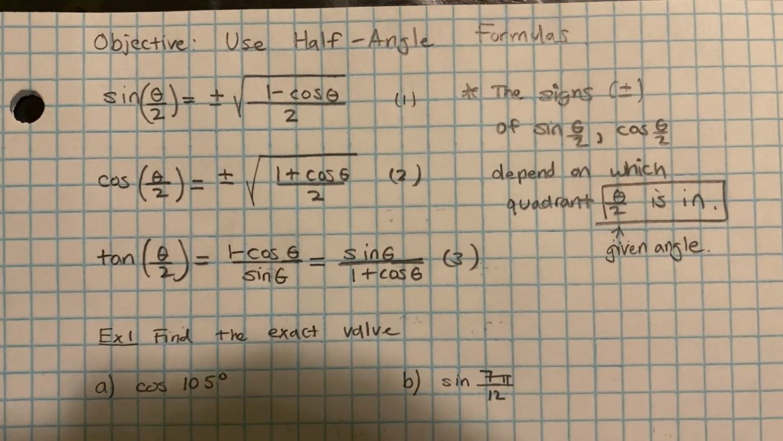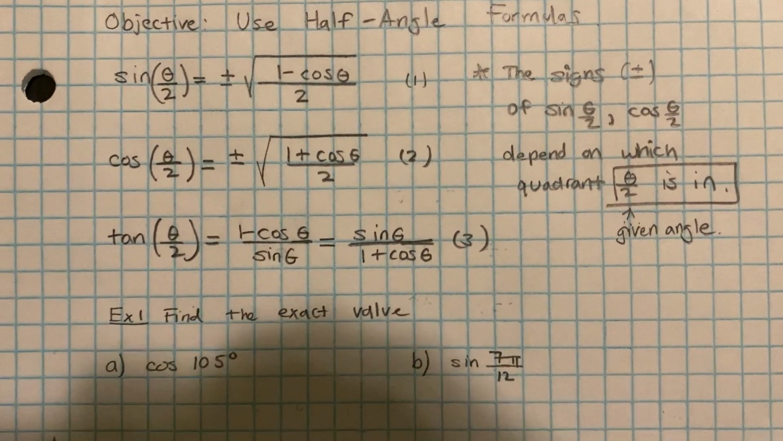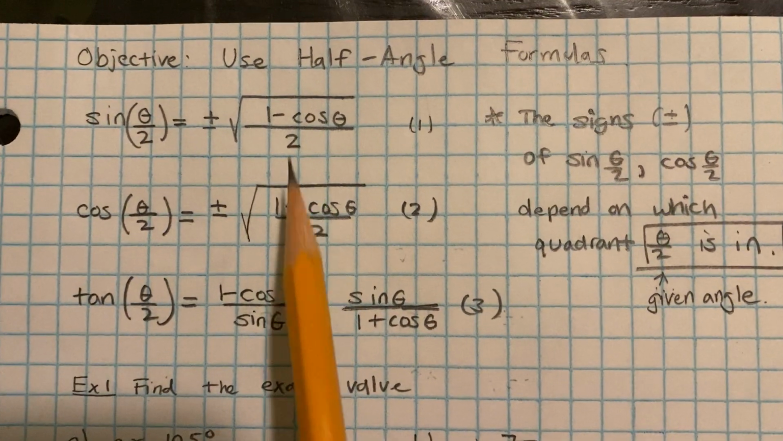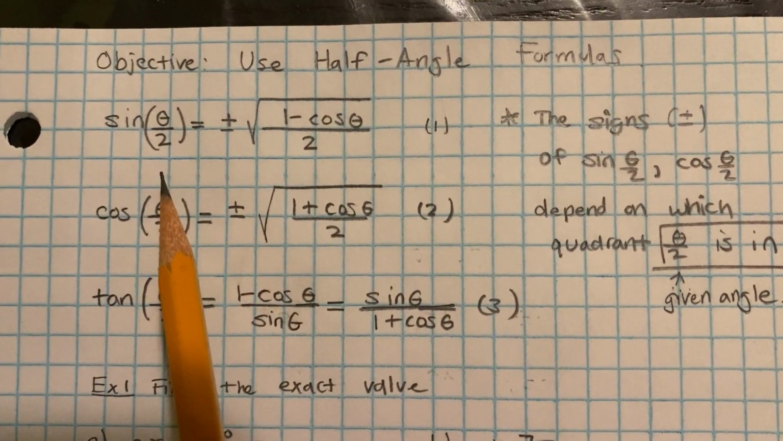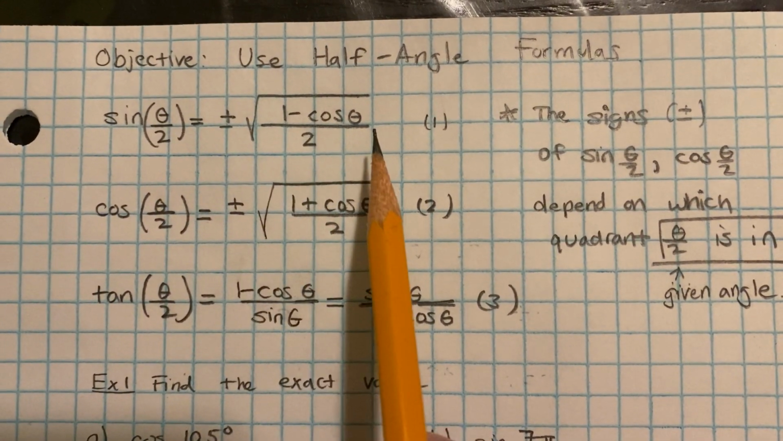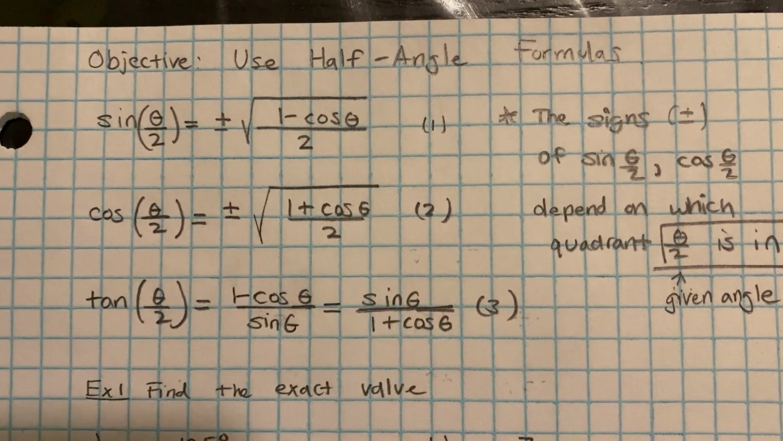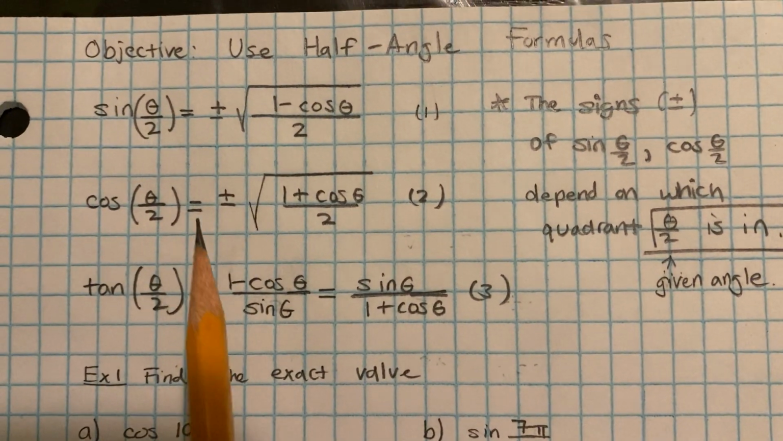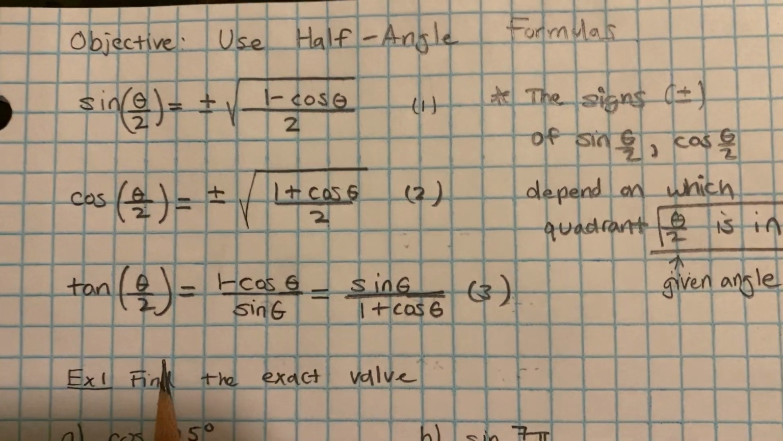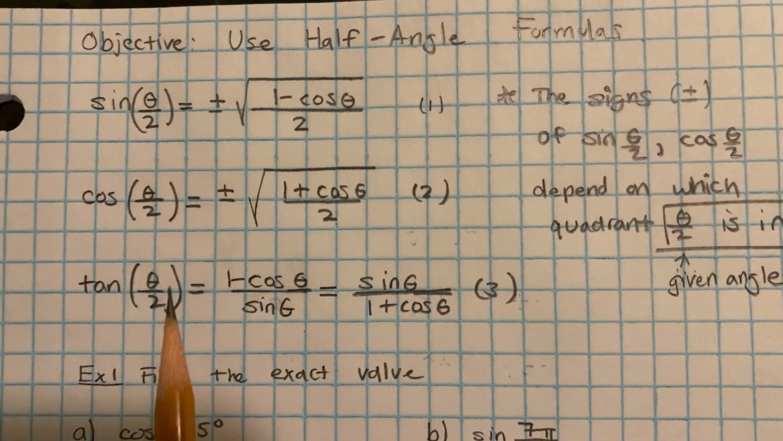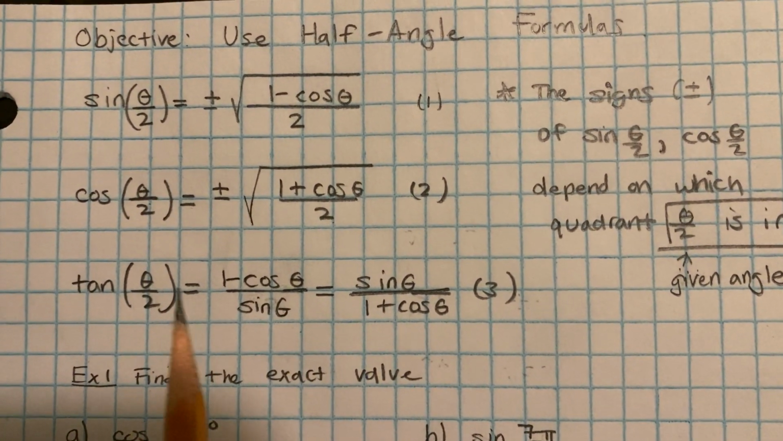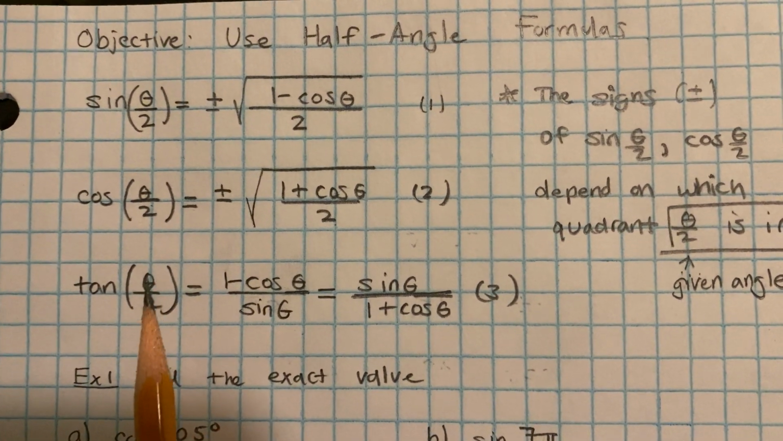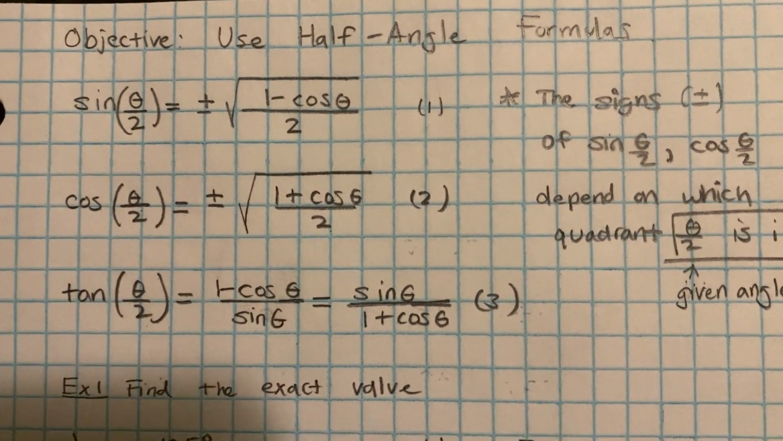Okay, so in this video, we're going to go over the half angle formulas, and there's three of them. Sine of theta over 2 is equal to plus or minus square root of (1 minus cosine theta) over 2, and cosine of theta over 2 is equal to this. And then there's two forms of tangent theta over 2. Again, half angle, hence the 1/2 under each theta.